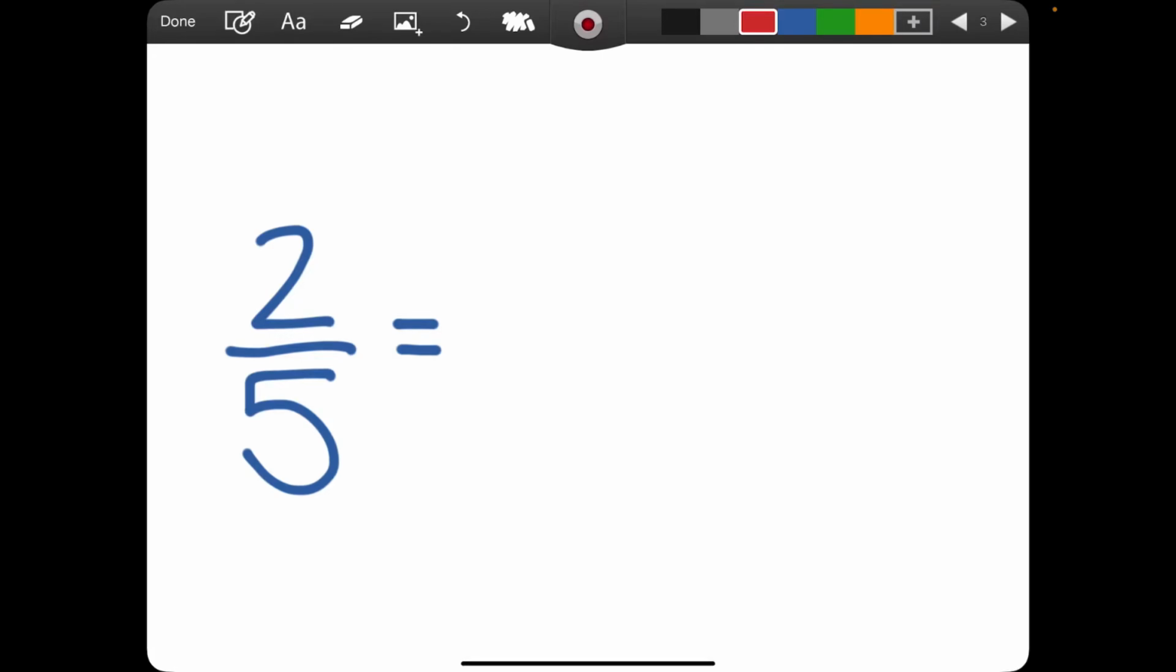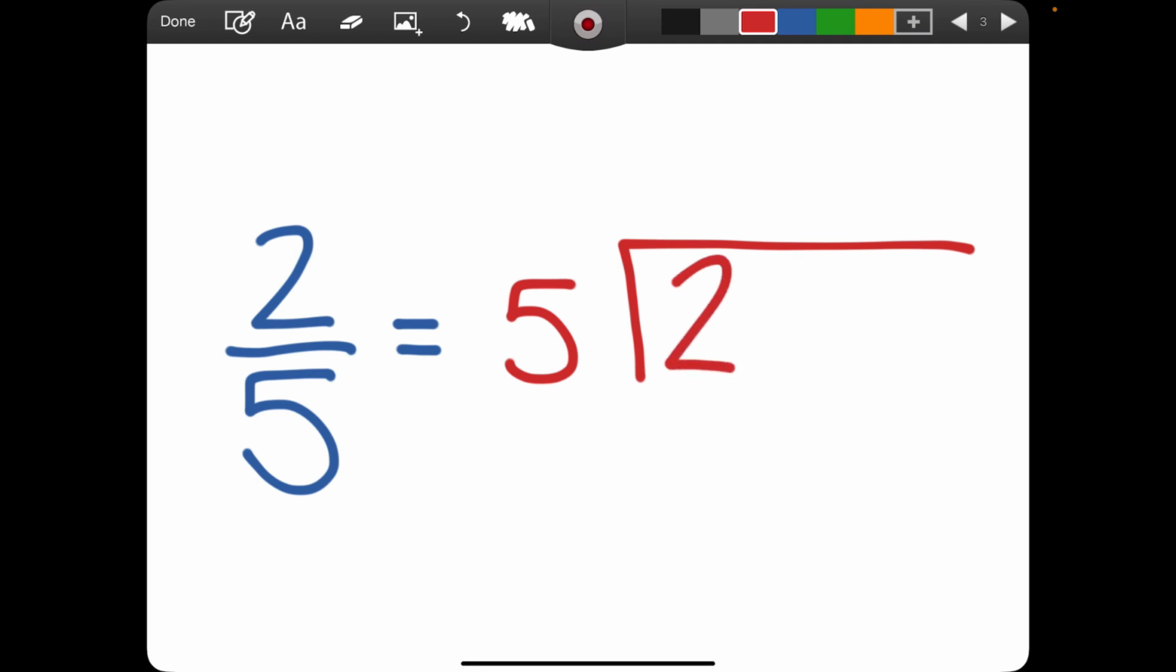Okay, how to turn a fraction into a decimal. So we're going to use division now. So we've got 2 over 5. And how many times does that go into 2? Well, we know it's going to be a decimal. So let's put our 2 there and our decimal point there and follow it by some zeros.